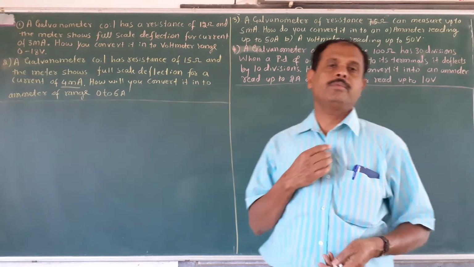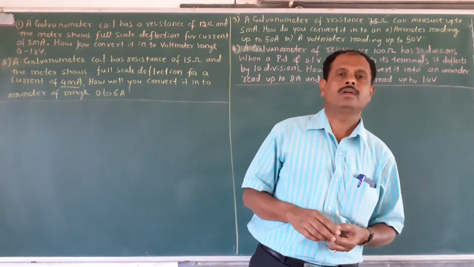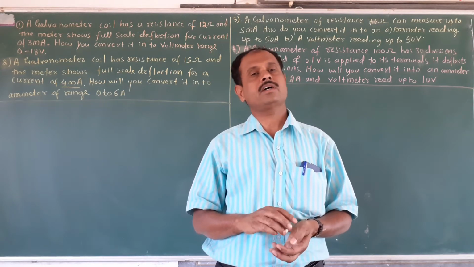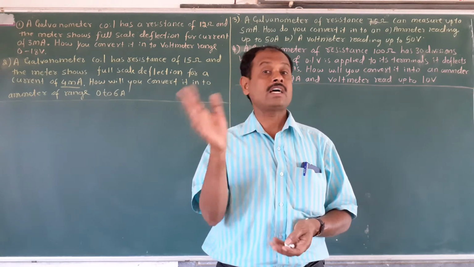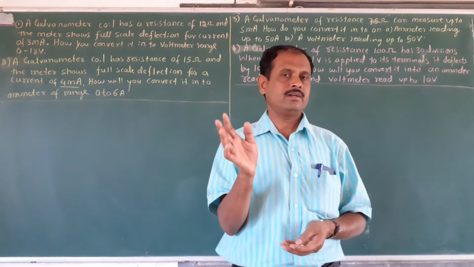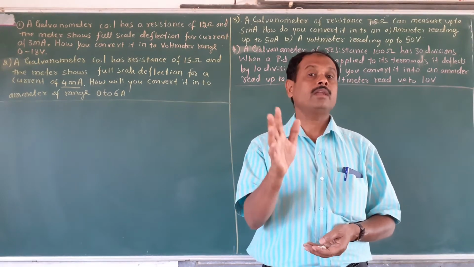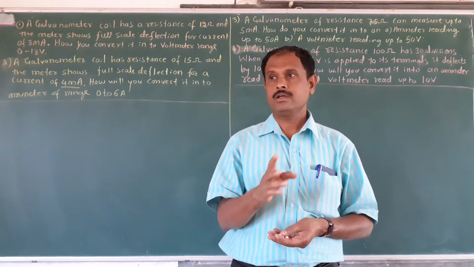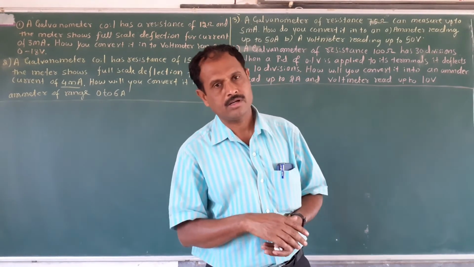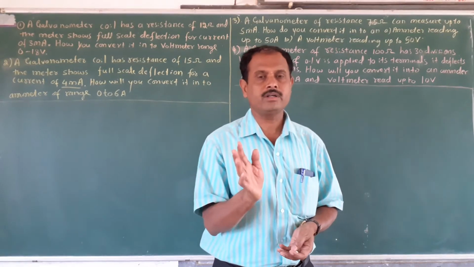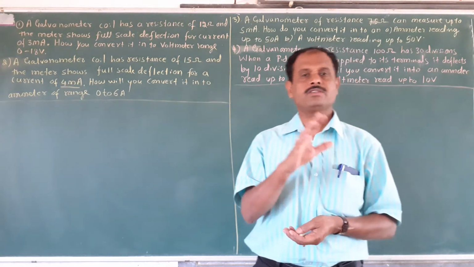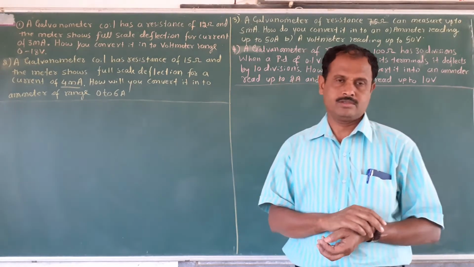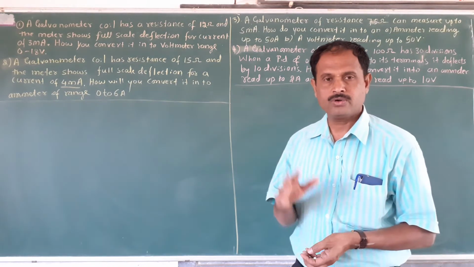Today in this video clip, I want to discuss problems based on moving charges and magnetism, the last part, which is about the galvanometer: how you convert a galvanometer into an ammeter and how you convert a galvanometer into a voltmeter. Based on that, you have to solve 4 problems.